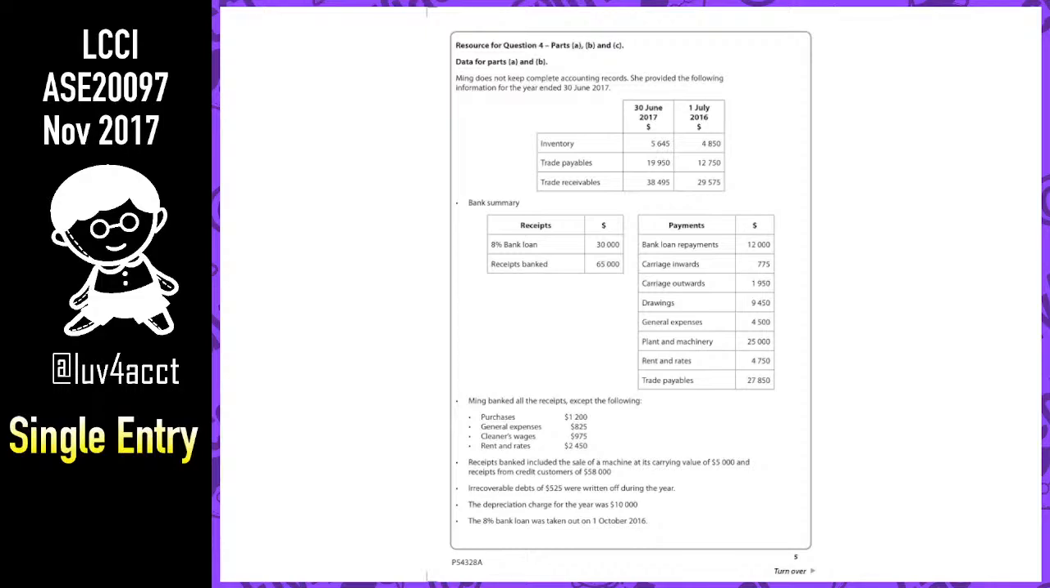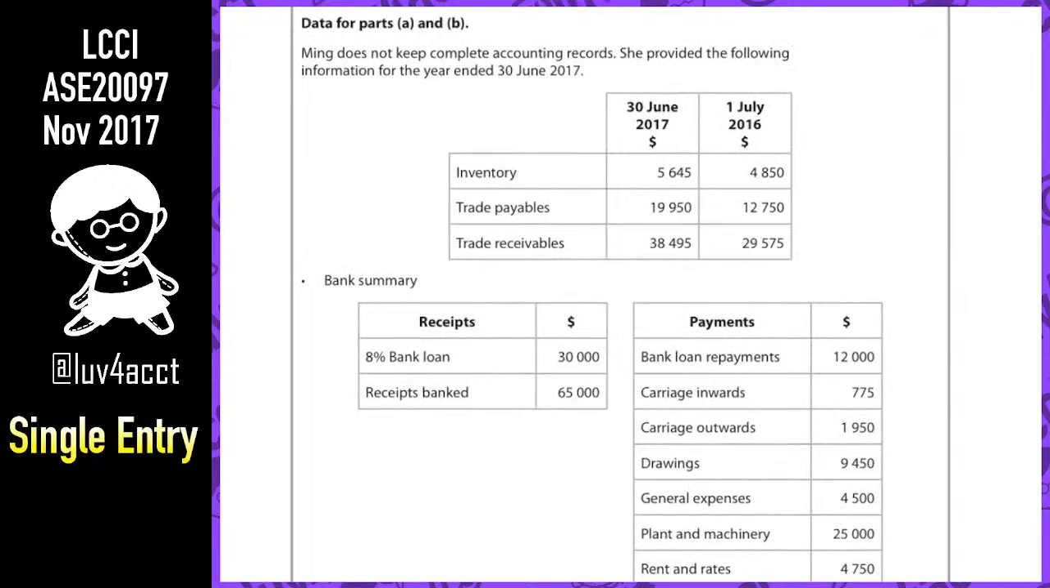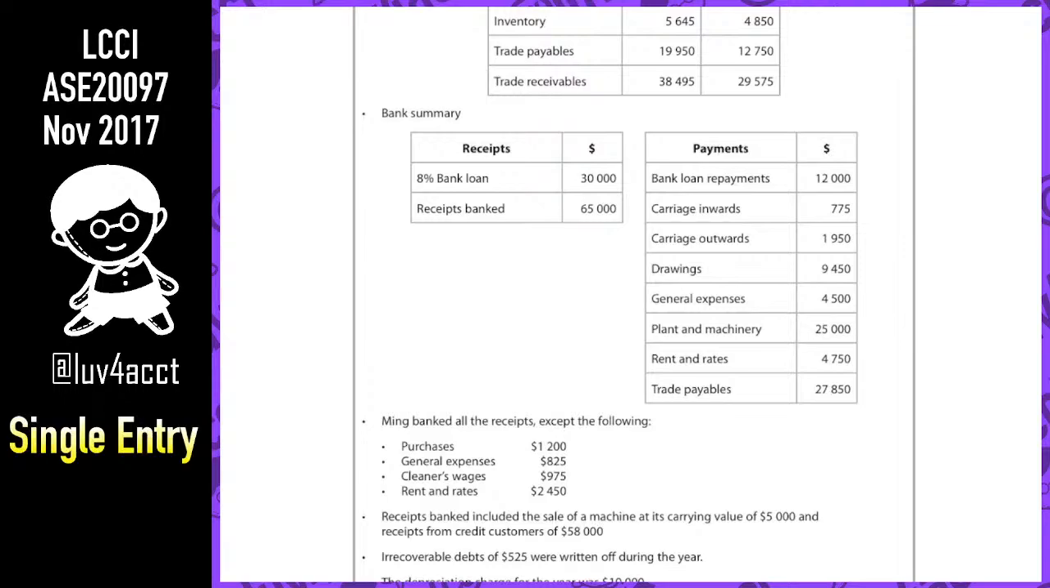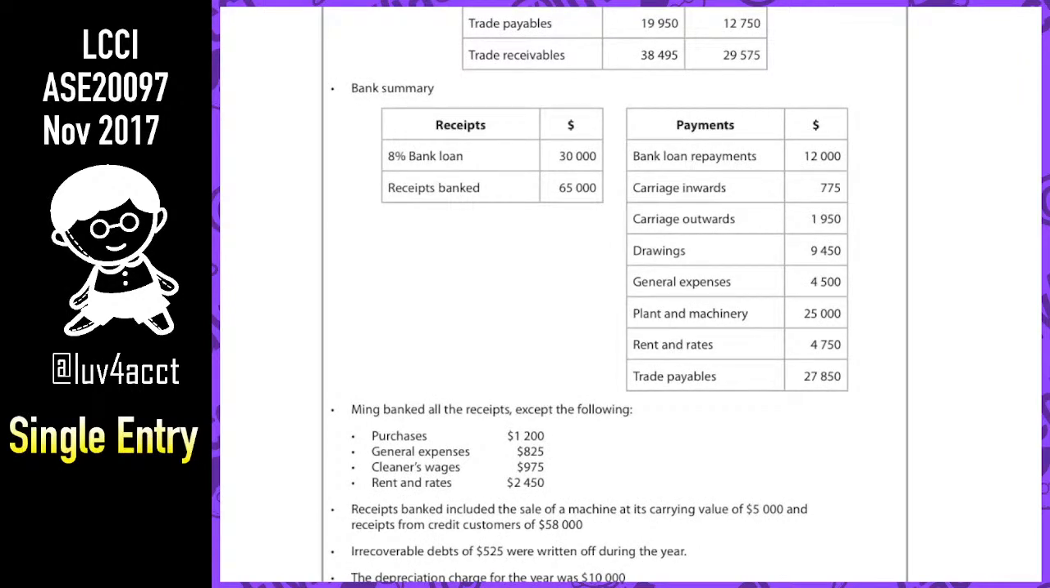Okay, so Ming does not keep complete accounting records. She provided the following information for the year ended 30th of June. The closing balance is on the left hand side. We have to be careful. Opening and closing balances of inventory, trade payables, trade receivables. Bank summary, we have the receipts and payments. For receipts, 8% bank loan. Is it new? Not a new business. Okay, 8% bank loan. And receipts banked, that is 65,000.